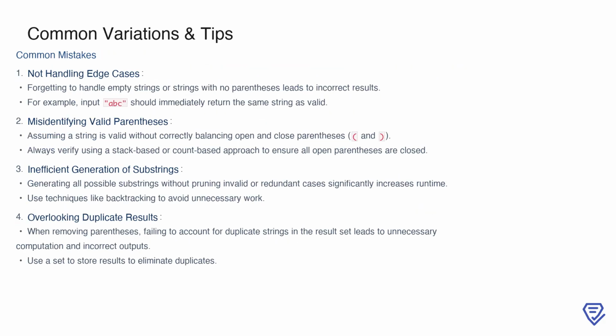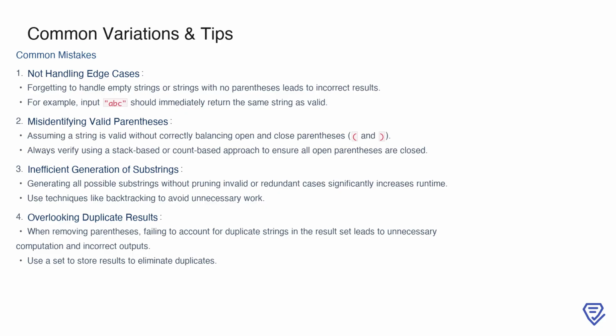When solving this problem, there are some common mistakes to watch out for. First, failing to handle edge cases like empty strings or strings without any parentheses can lead to incorrect results. For example, if the input is ABC, it should simply return the same string because it's already valid. Another mistake is misidentifying valid parentheses. It's important to ensure that open and close parentheses are balanced, which can be done using either a stack-based or counter-based approach.